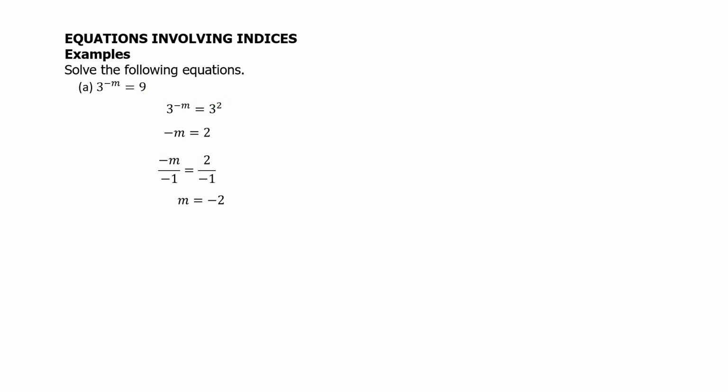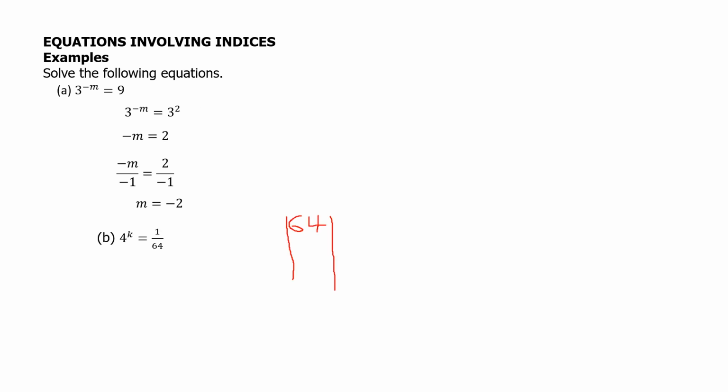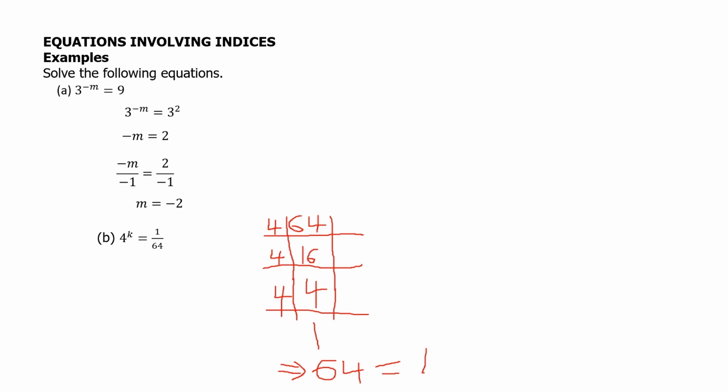So now when we go to our part B of number 1, the 64, we try to draw a ladder method here so as to express it in terms of a 4. So when I divide 64 by 4, I'm having a 16. Again, the 16 divided by a 4, I'm having a 4. Again, the 4 divided by a 4, I'm having a 1, which implies that the 64 is equivalent to 4 power 3.